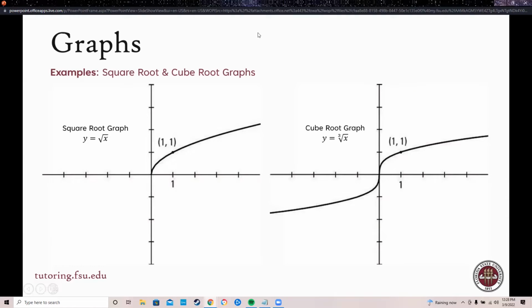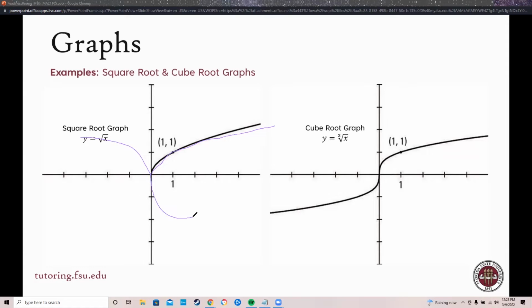So looking at some square root and cube root graphs, square root graphs look very much like a quadratic parabola. However, since it is a square root and we know that they can't be negative, I don't have this extending into any sort of negative space. It can't do that because that's not technically a function when it does that. So all I really have is one part of the parabola going off this way.